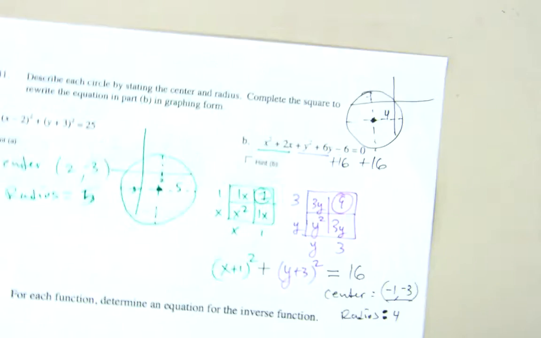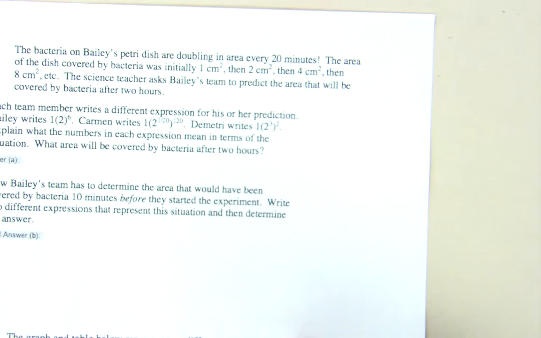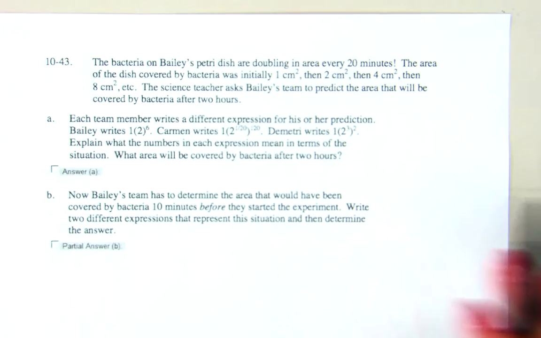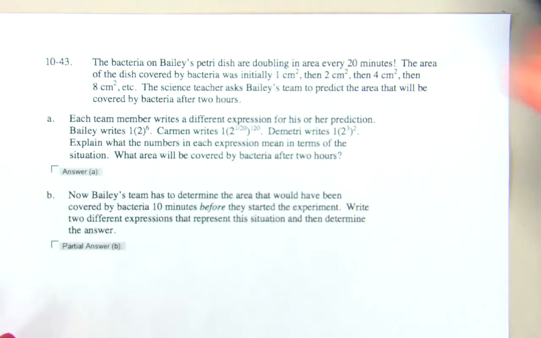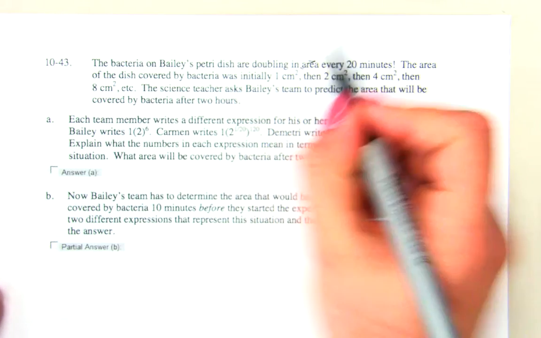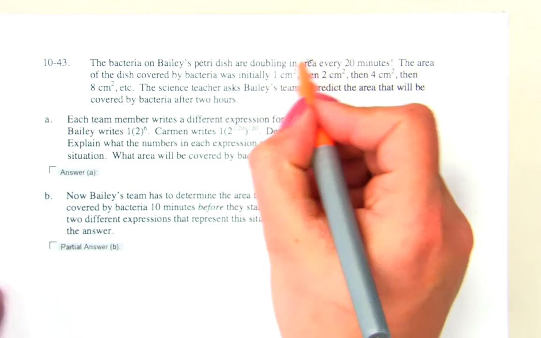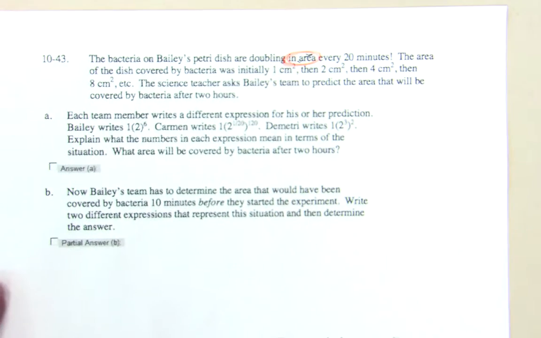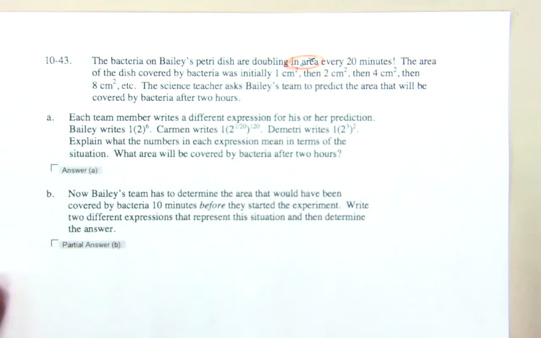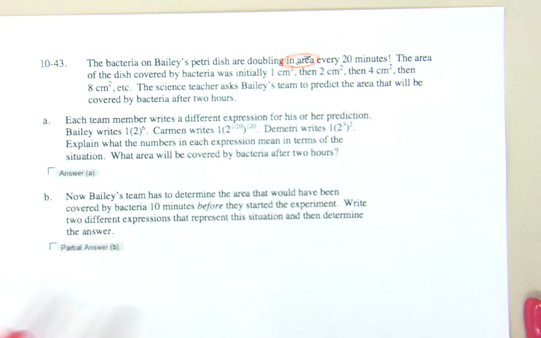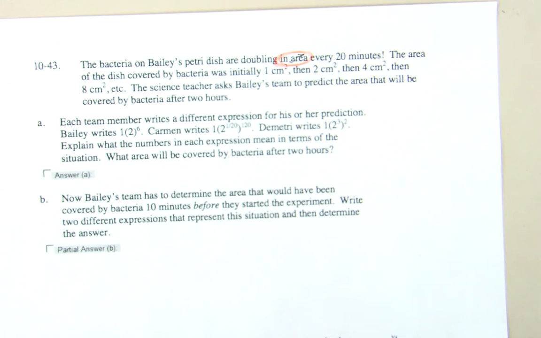Okay, that was 42, 43. Bacteria on Bailey's Petri dish are doubling in area every 20 minutes. Okay, there's your key word. There's your area. The area of the dish covered by bacteria was initially 1 centimeter squared, then 2 centimeters squared, then 4 centimeters squared, then 8 centimeters squared. The science teacher asked Bailey's team to predict the area that will be covered by the bacteria after 2 hours.